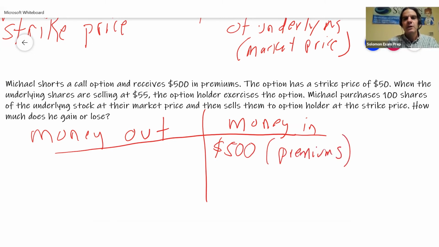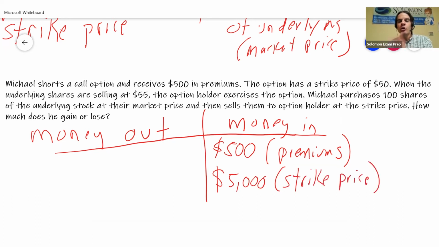Okay. So now the option has a strike price of 50. When it's exercised, that's the amount of money Michael's going to receive, because he's going to sell the shares that he goes out and buys for that strike price of 50. So he takes in 50 times 100 shares. There's 100 shares in an options contract. He takes in $5,000. The strike. I'm just going to put strike price in parentheses.